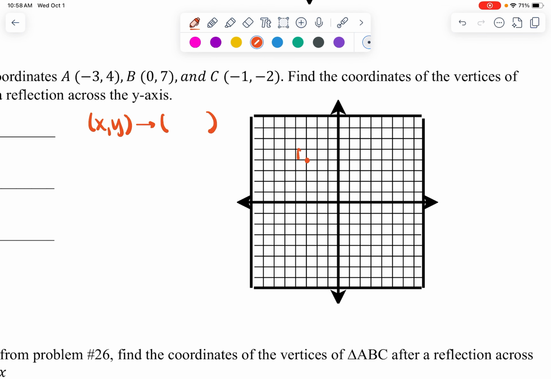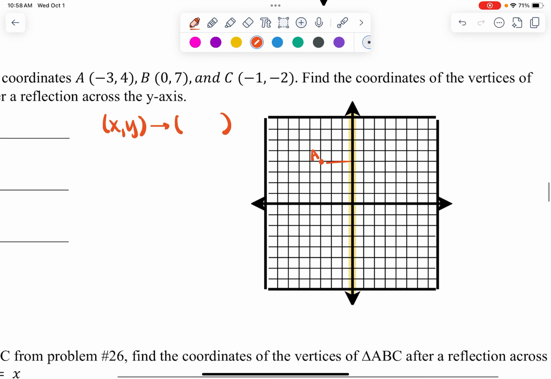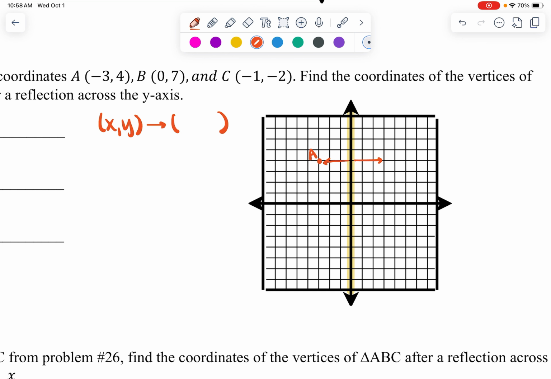So here's my original A right here, and then here's my line of reflection, right? Because they want me to go over the y-axis. Well, that means I'm just going to count the mirror image. It looks like A is 3 units to the left of my line, which means its reflection buddy is going to be on the opposite side, 3 units to the right. Now, this point is -3, 4, but this point is +3, 4.